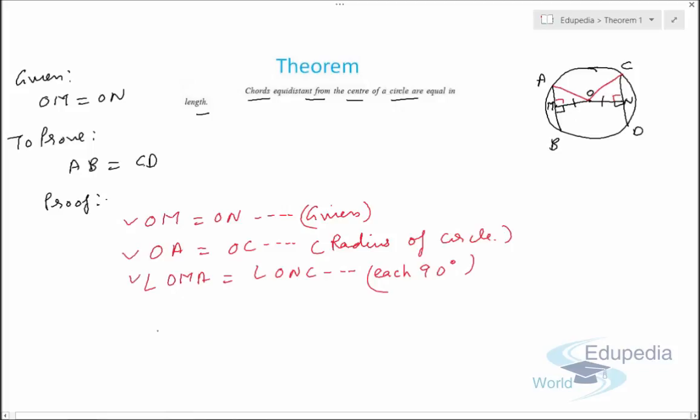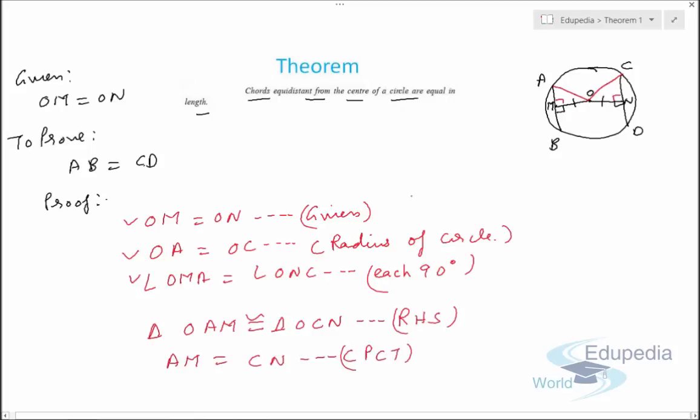So we have three conditions, so we can say that triangle OAM is congruent to triangle OCN by RHS again, right? So we can say that by CPCT, AM equals to CN. Now we need to prove AB equals to CD. So we know that when we draw a perpendicular from the center of a circle to a chord, it bisects the chord. So we can say that AM equals to BM and CN equals to ND.